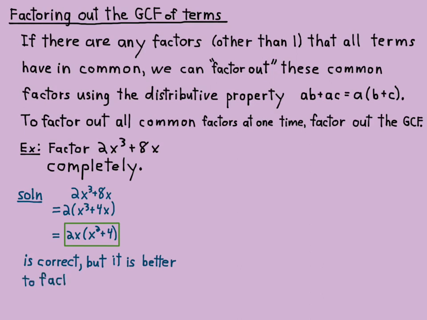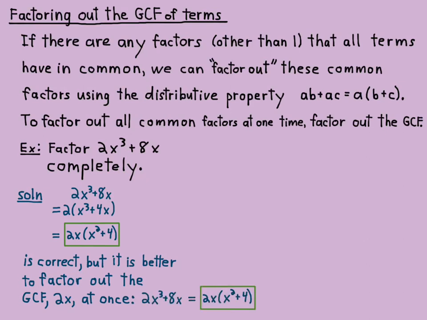Don't skip anything that you're going to make an error on. But if you're not going to make an error on it, then yeah, you can skip that step. It's better to factor out the greatest common factor at once. So you just go directly. So 2x is the greatest common factor.